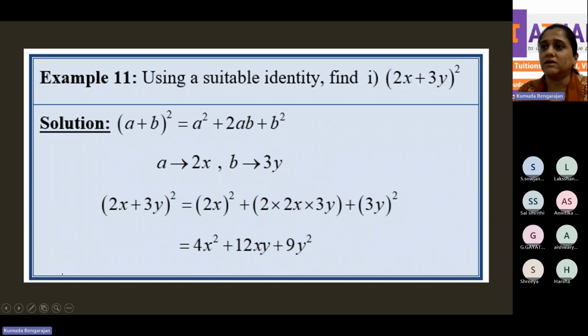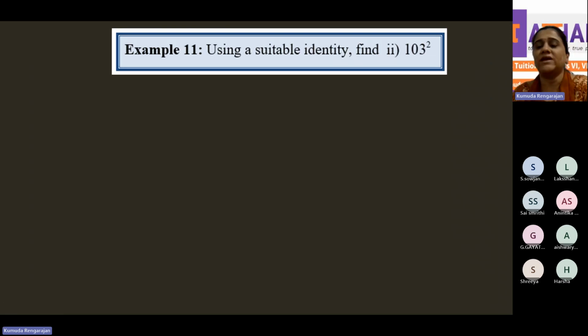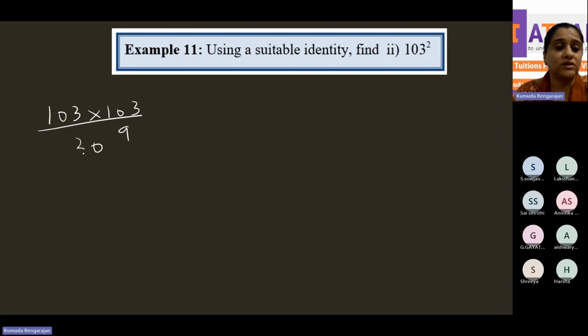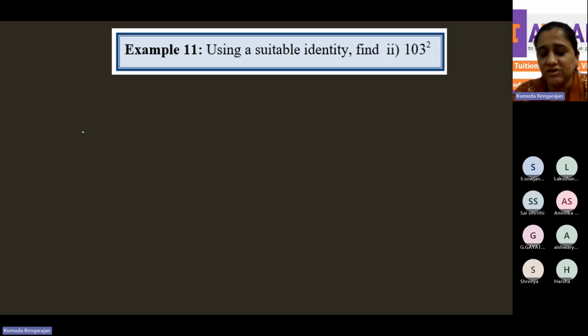Now the same thing can be numerical also. Now if you have to find 103 the whole square, okay, you should not do 103 into 103. This is 4th standard. Now 103 into 103, don't do like this. 3 3s are 9, 3 into 0 is 0, 3 1s are 3. Don't do it like this. You are expected to use a suitable identity to find the value of 103 the whole square, or 103 squared. So 103 squared can be written as 103 can be written as 100 plus 3, correct? 103 can be written as 100 plus 3 and the square.